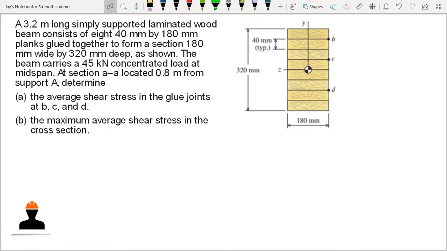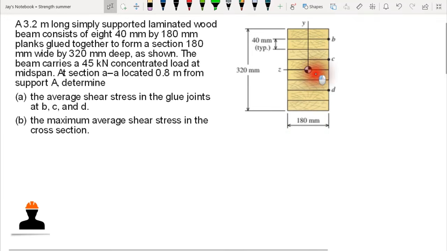We have a built-up section here. Remember, we have eight 40 mm by 180 mm planks that are combined. They are glued at these sections here, and then they are combined to form one member or one structure. Take note, this is 180 mm by 40 mm.